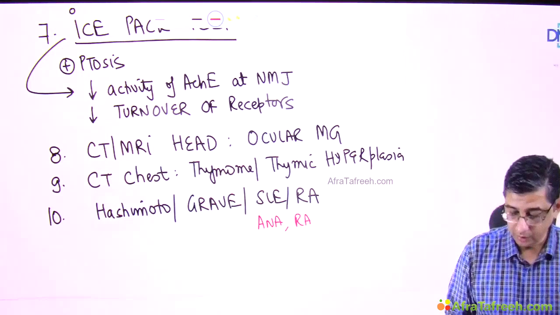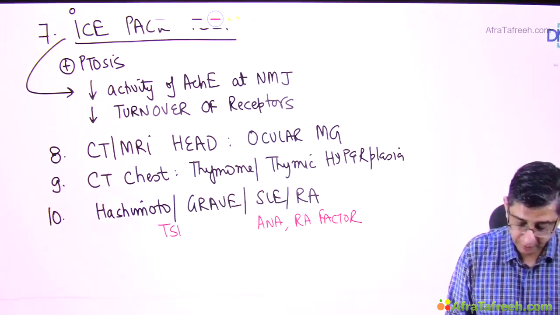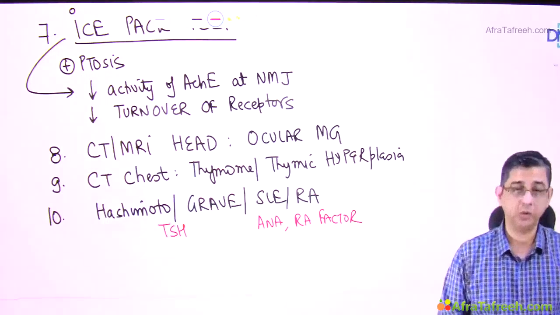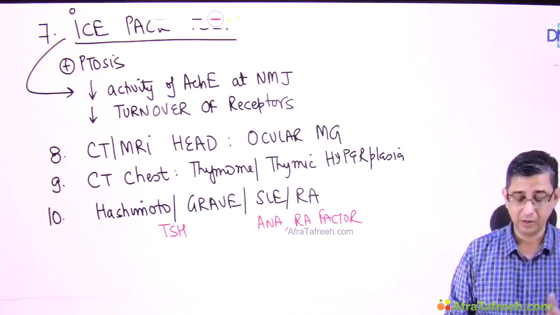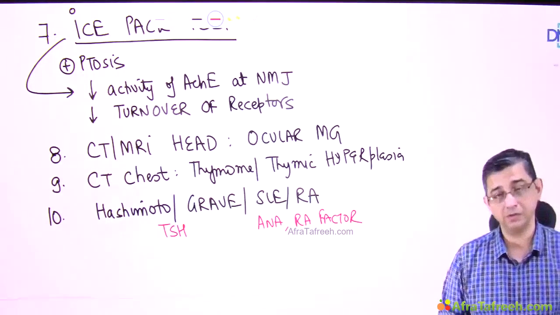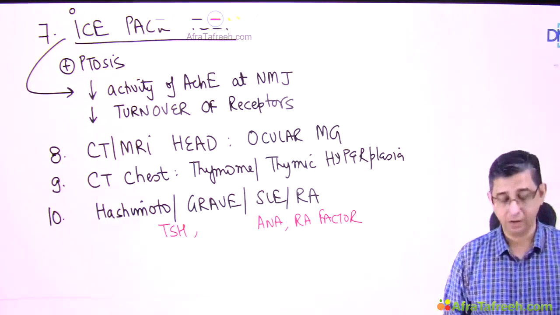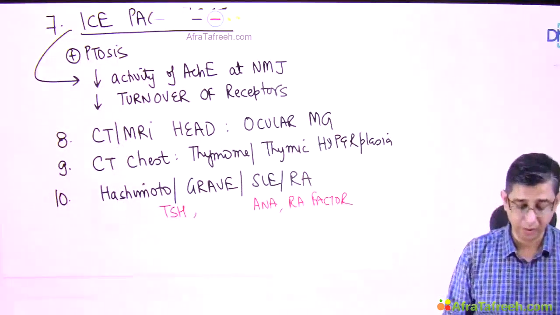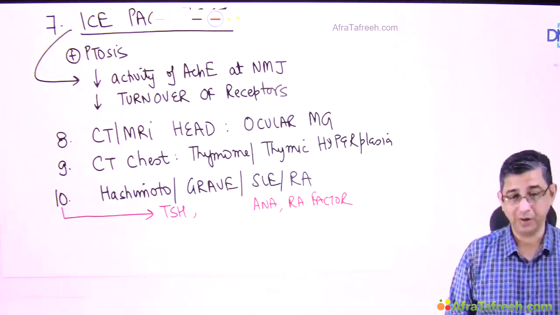I'll be doing an RA factor in the patient, and at least a baseline TSH can be done, because in Hashimoto's, if the person has reached a hypothyroid state, then the values of TSH would be high, and in Graves' disease, the TSH values would be literally undetectable. So TSH, anti-nuclear antibody, and RA factor are done to check for coexistent autoimmune diseases which could be present in this particular condition.